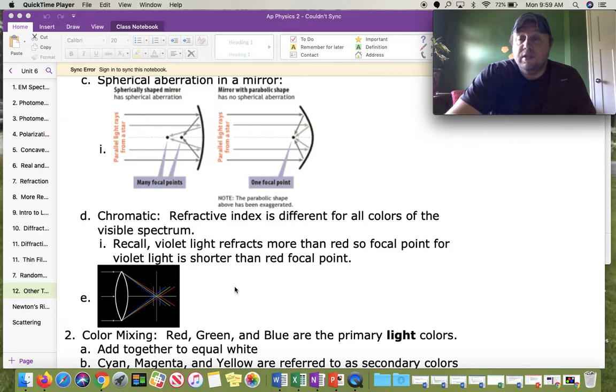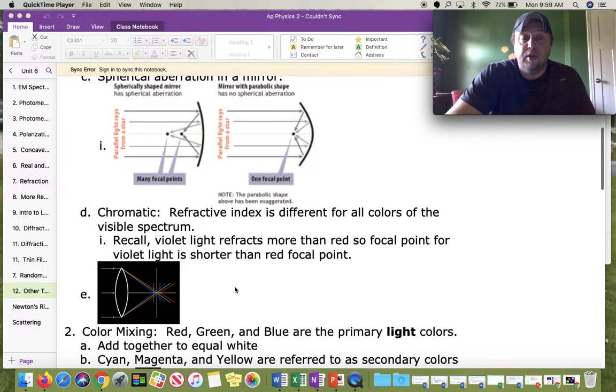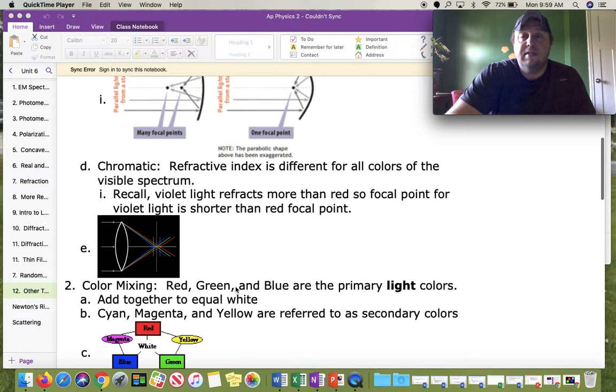There are ways to eliminate this in programs like Photoshop, and you can also do different things with the lens to try to eliminate these chromatic aberrations, okay? But this is something that photographers have to take into account. All right, last topic.